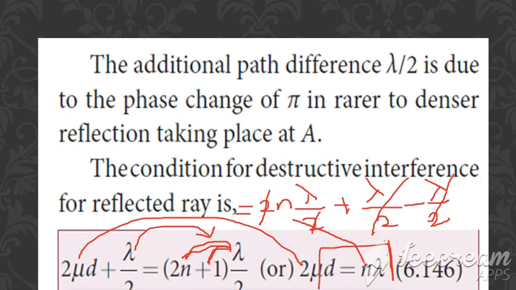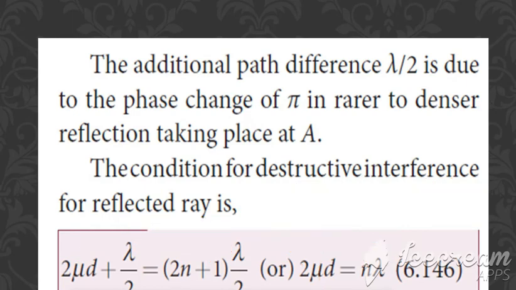Clear? So this is about interference in thin films. Interference in thin films we have seen for two lights, the transmitted as well as the reflected light. Clear? Thank you.